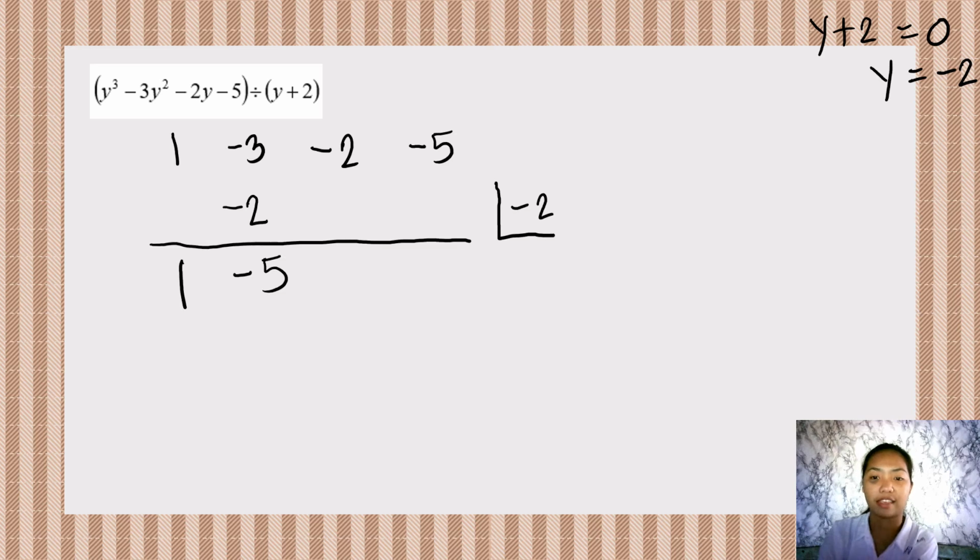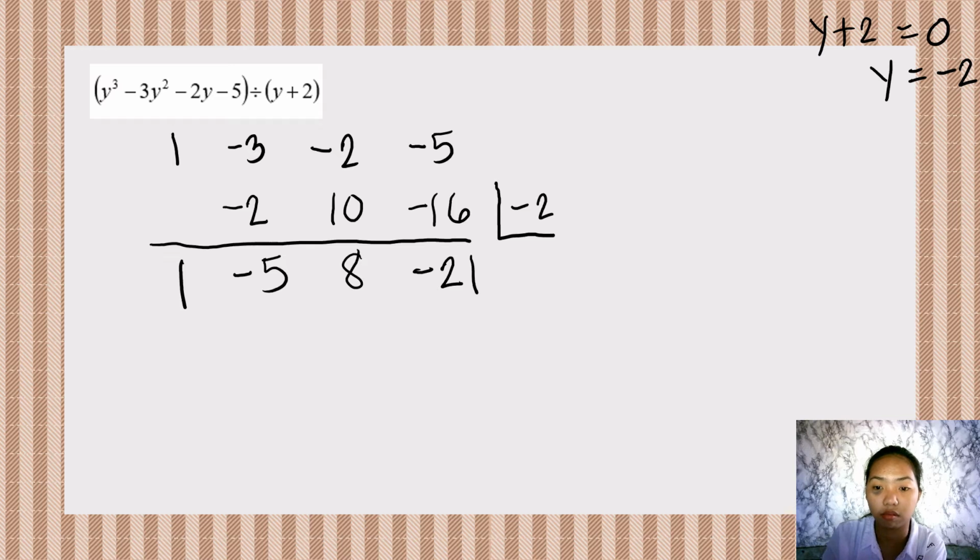And then negative 5, our answer, we will multiply again by the divisor value, negative 2. So negative 5 times negative 2 is 10. And then we add: negative 2 plus 10 is 8. And then 8 times negative 2 is negative 16. And then we add negative 5 plus negative 16, that is negative 21.